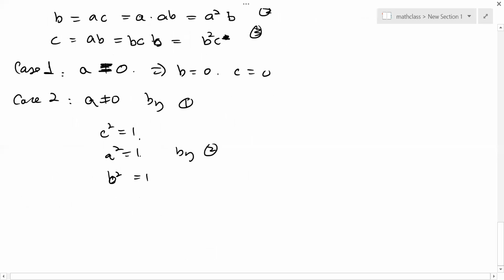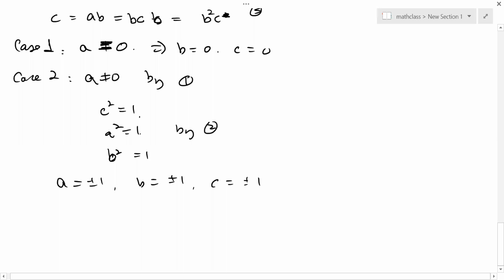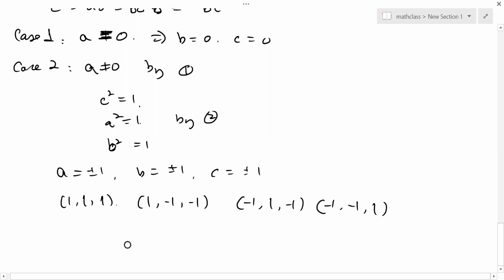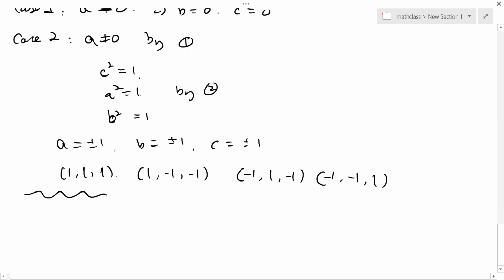So basically you have A equals plus minus 1, B equals plus minus 1, C equals plus minus 1, and then you double check which one works, okay? And then you will quickly get a few solutions. You can say A equals 1, then you have 1, 1, 1, and 1, negative 1, negative 1. Then you have negative 1, 1, negative 1, and negative 1, negative 1, positive 1. So those are the 4 solutions. Total, you get 5 solutions.